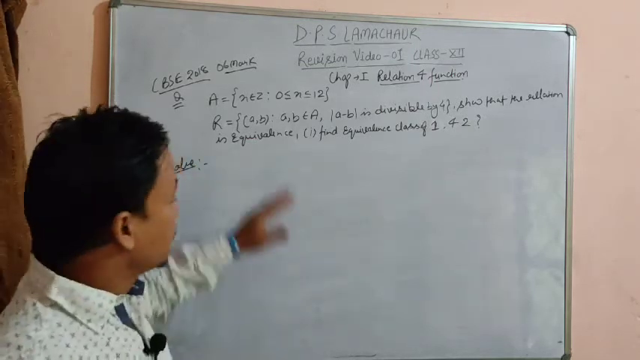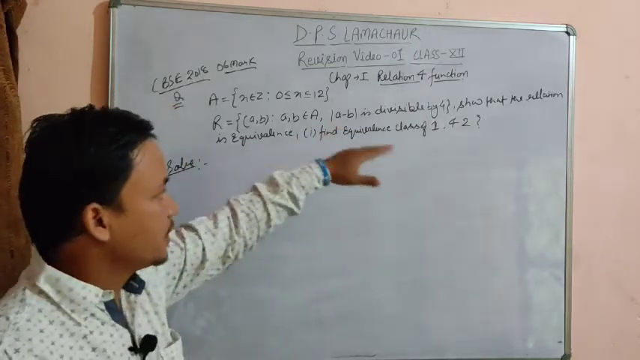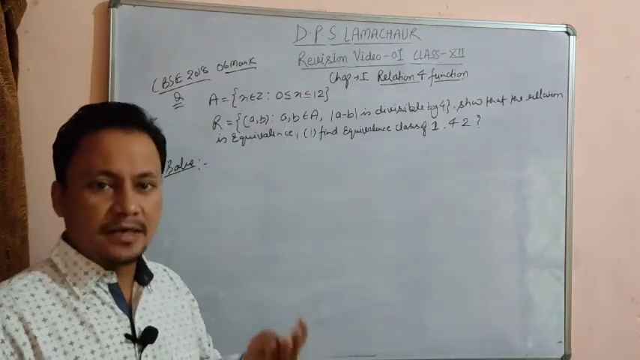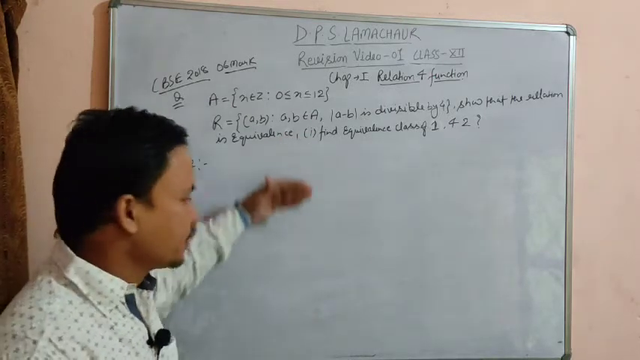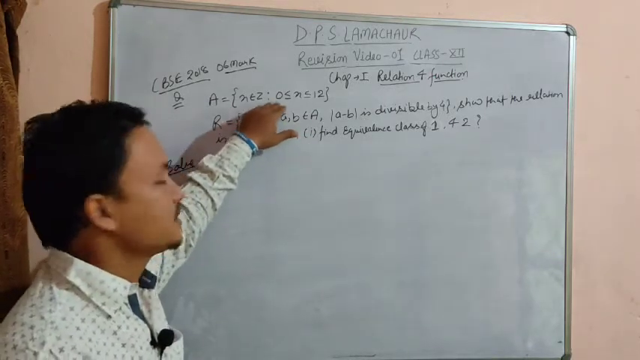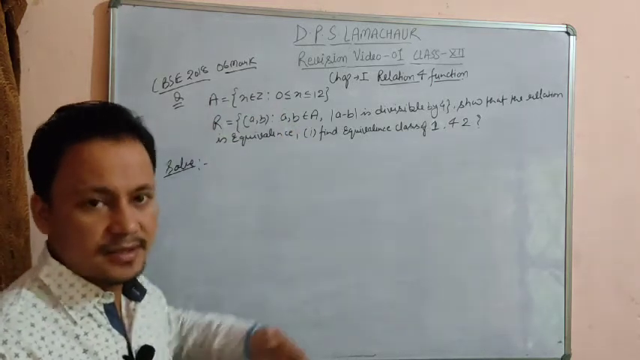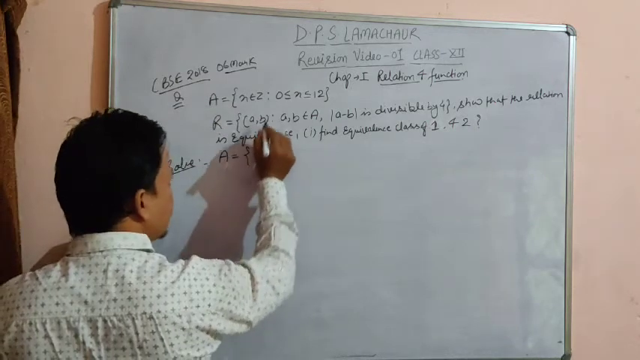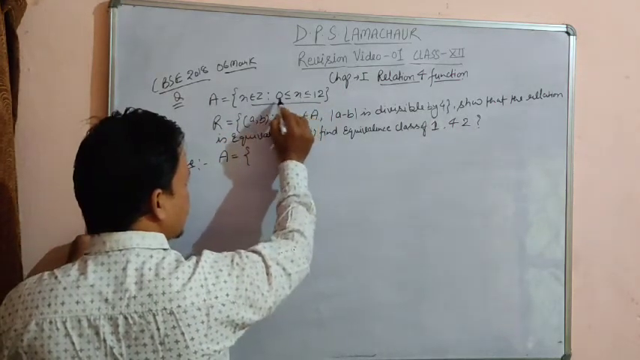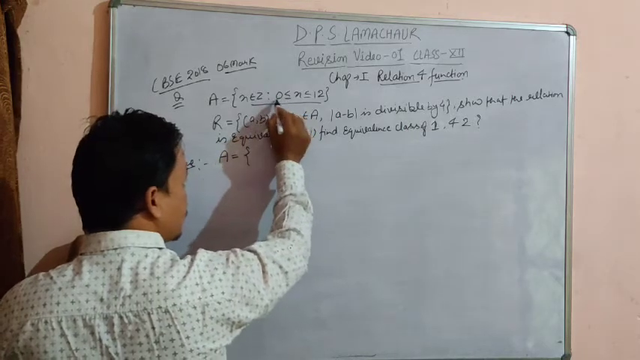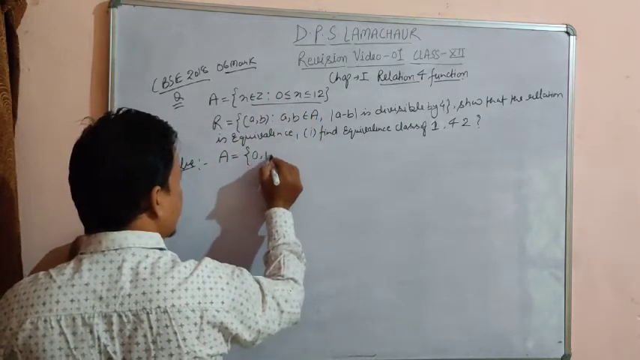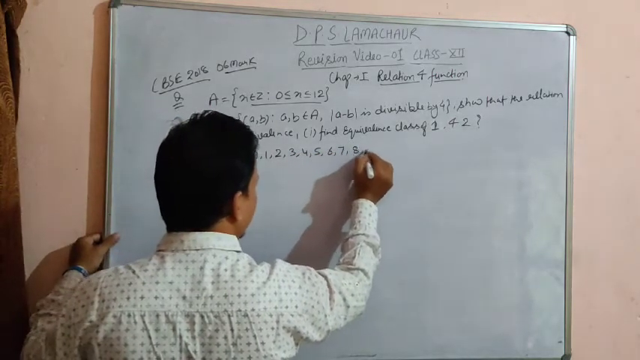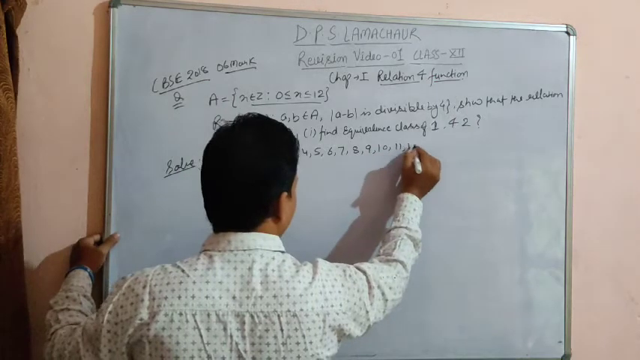So dear student, as earlier I have told you that for the condition of equivalence relation, any relation must be reflexive, symmetric and transitive. So we are going to prove this particular relation defined in this set as reflexive, symmetric and transitive, okay. So write the set in roster form, okay. The element x is belonging from 0 to 12, including 0 and 12. So the elements are 0 1 2 3 4 5 6 7 8 9 10 11 and 12.